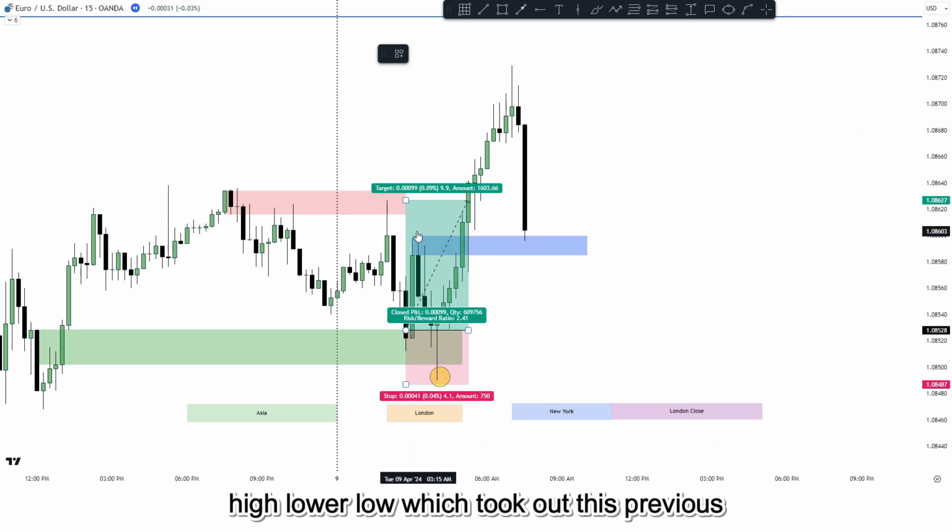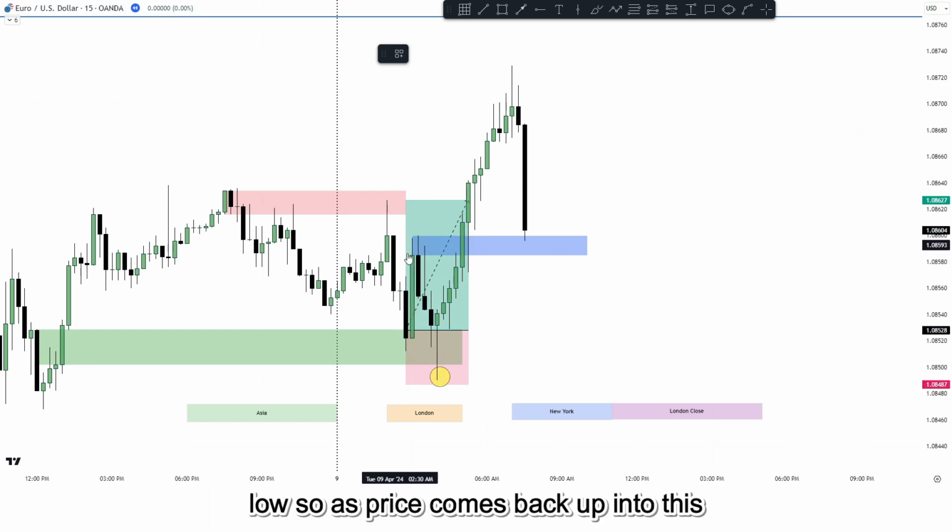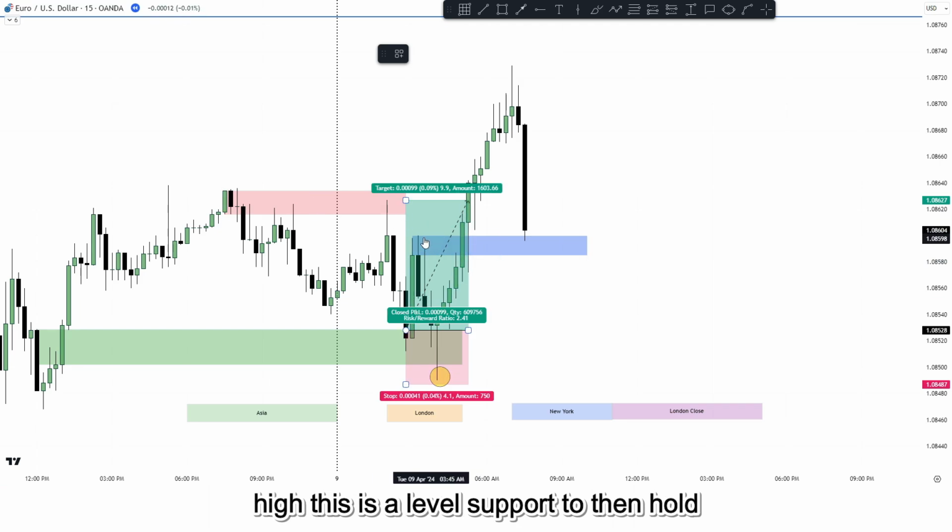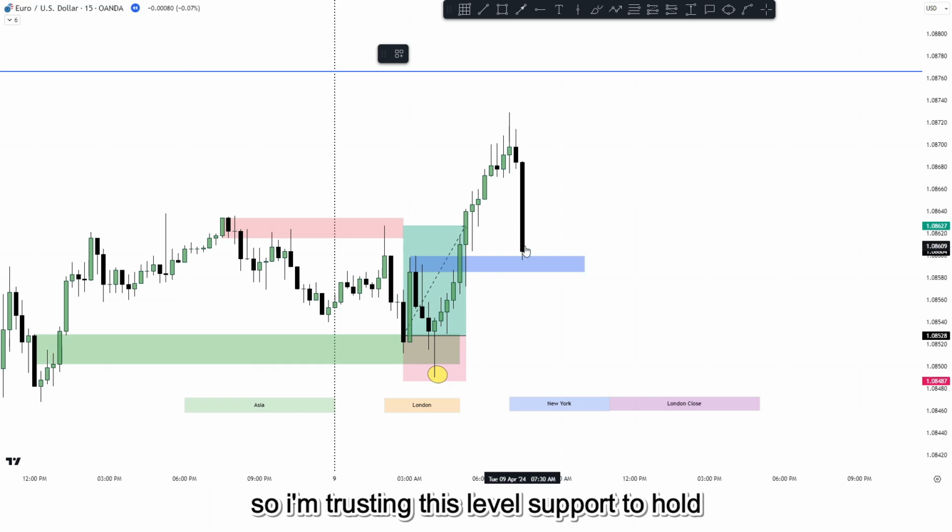We have this low, high, lower low, which took out this previous low. So as price comes back up into this high, this is a level of support to then hold. So I'm trusting this level of support to hold because order flow is bullish until we reach up into that objective.